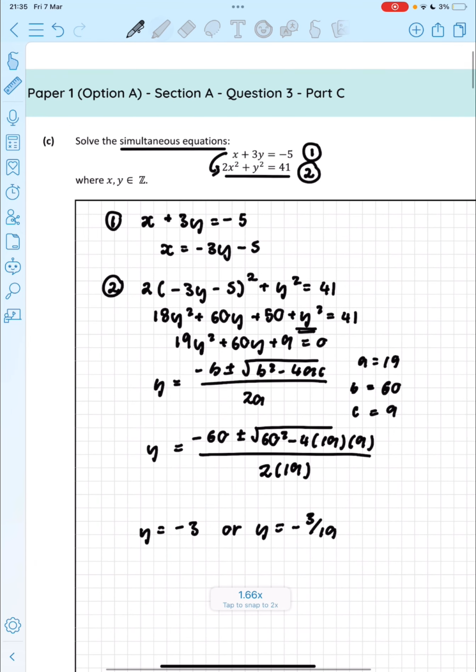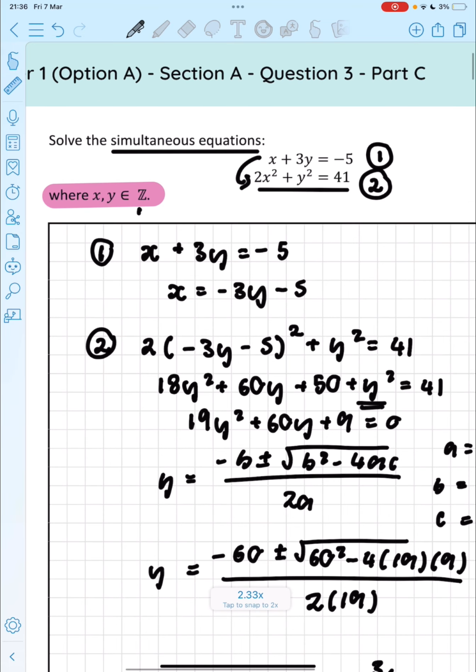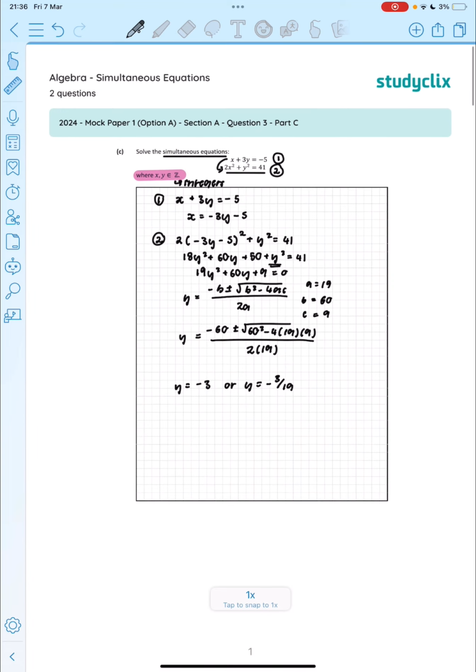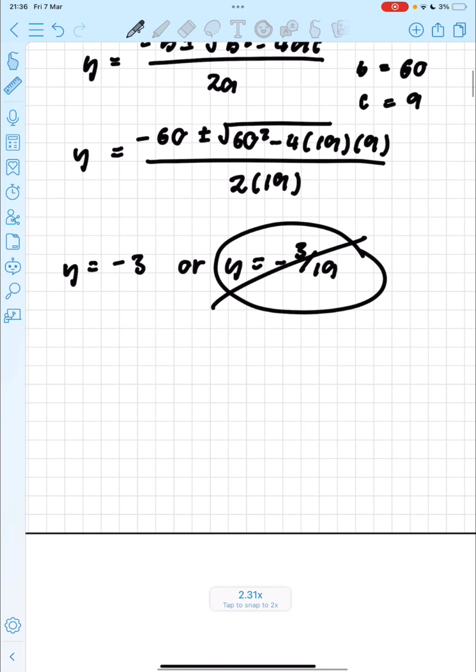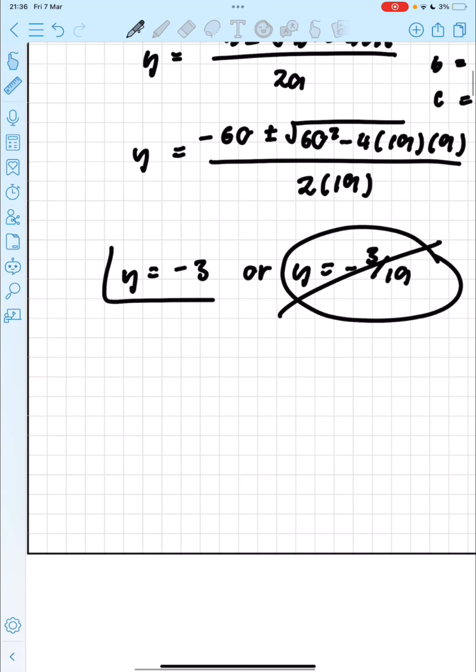However, in the question, it said x and y are elements of Z. Z means integers, if we remember, which is a positive or negative whole number. This is not a whole number, so that can't be our answer. So we're just going to eliminate that. So y is equal to minus 3, but we still need to find a value for x.